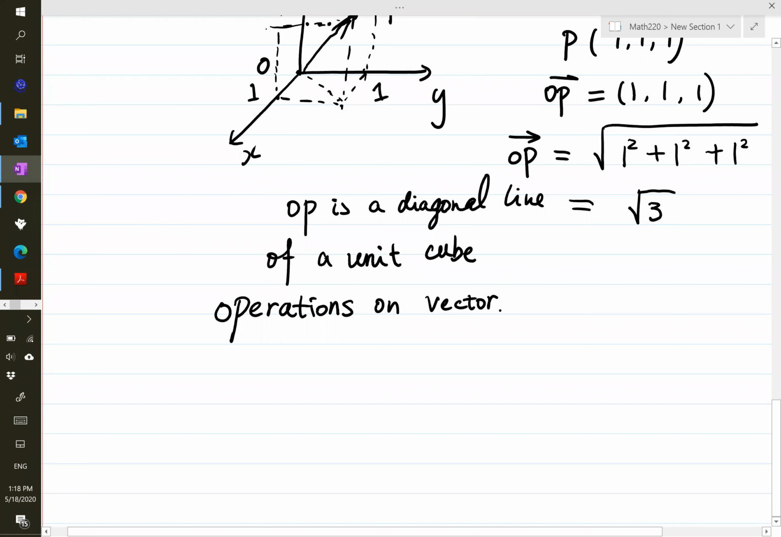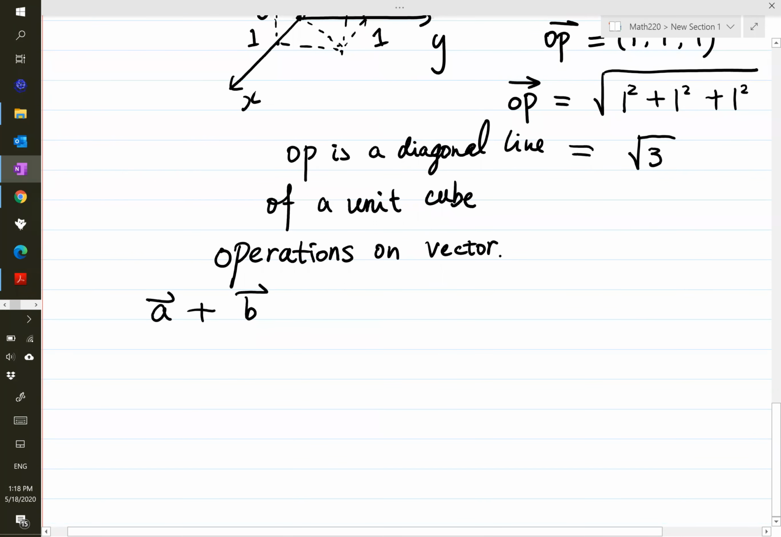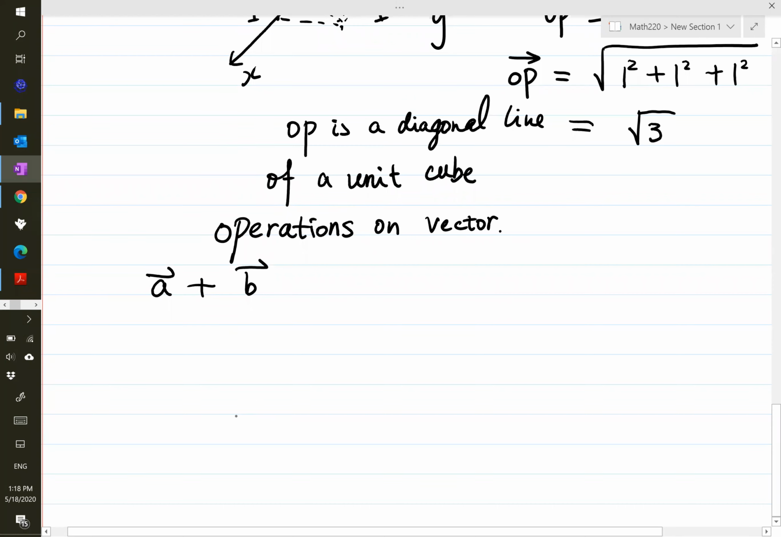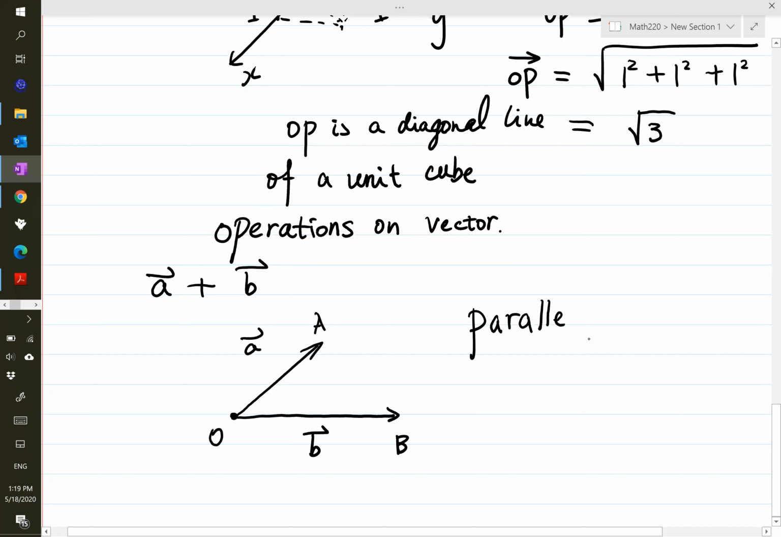Now, how do we define the sum of two vectors? For instance, if we have two vectors, A and another vector B, how do we add them? Let's plot two vectors. Suppose this is vector A, OA. Now suppose we have another vector B, OB. The addition for vectors is given by the parallelogram law.